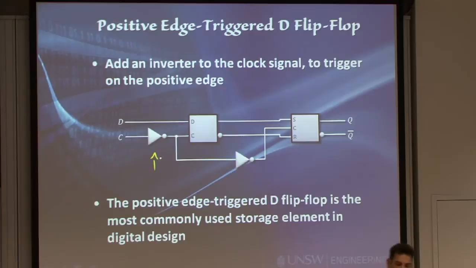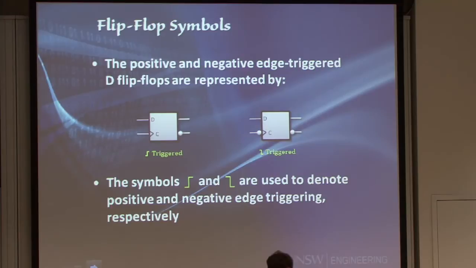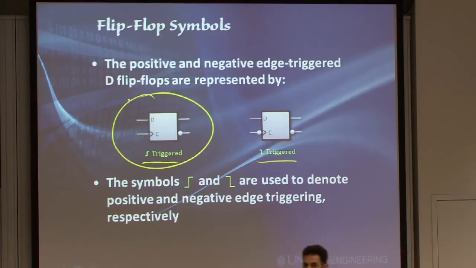To almost finish it off, these are the symbols for the D flip-flop, for the positive edge triggered and the negative edge triggered. The only difference is the bubble at the C. You will see this symbol a whole lot. This is what we will use for storage elements for the rest of this course. We will talk about different types of flip-flops in the coming few weeks. But this is what will be most extensively used.